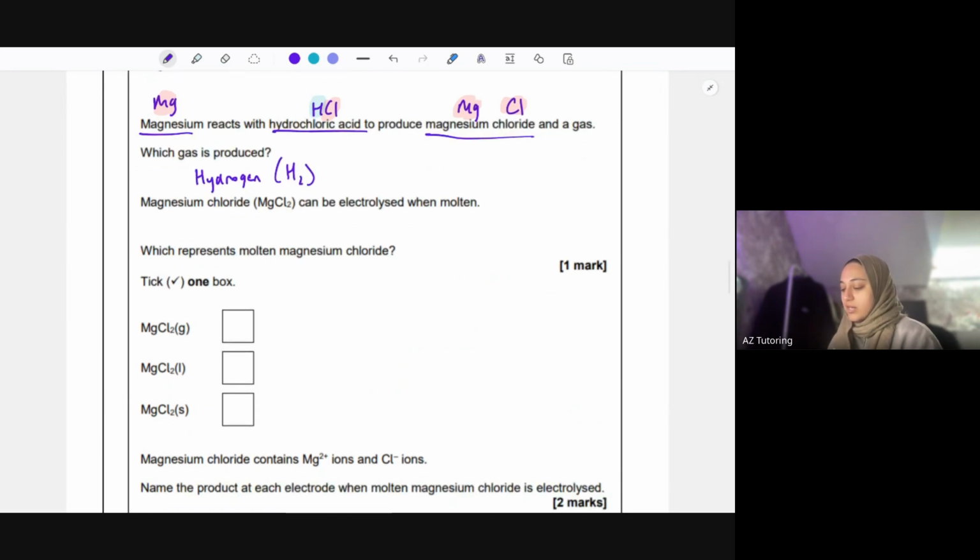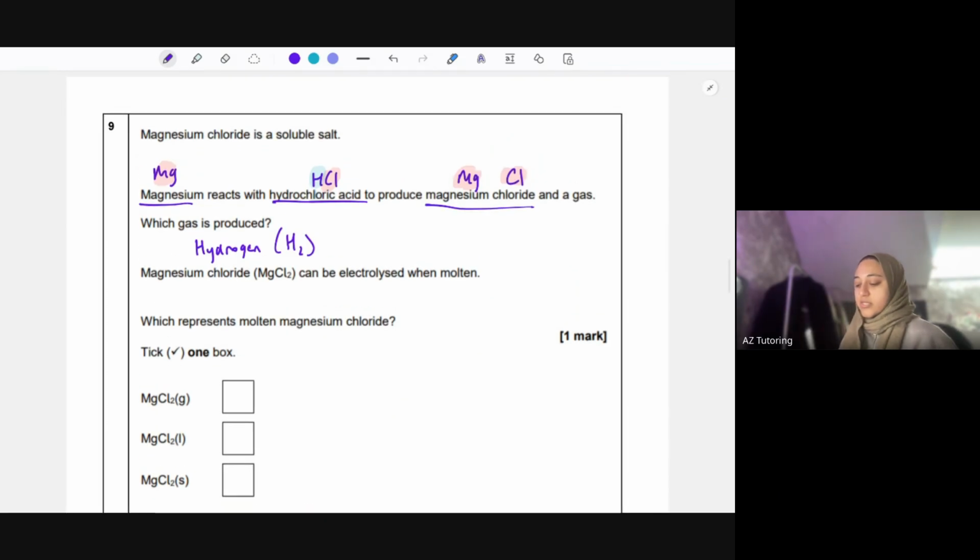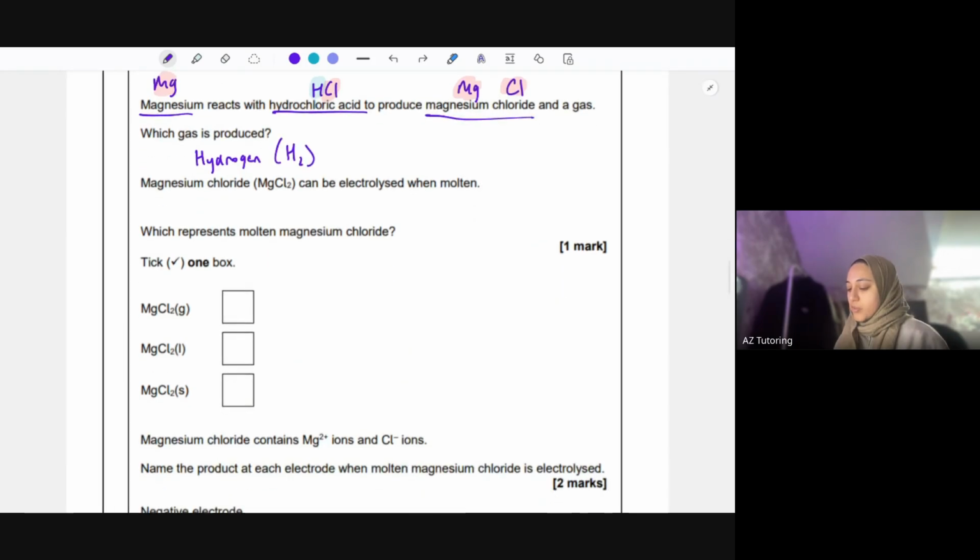Magnesium chloride can be electrolyzed when molten. So similar to what we said before, this is an ionic substance, magnesium chloride. Magnesium is a metal, chlorine is a non-metal. If it was in solution, it can conduct electricity. But it can also conduct electricity when it's molten as well, because the ions are free to move. So it's quite good to see both them examples. Which represents molten magnesium chloride.